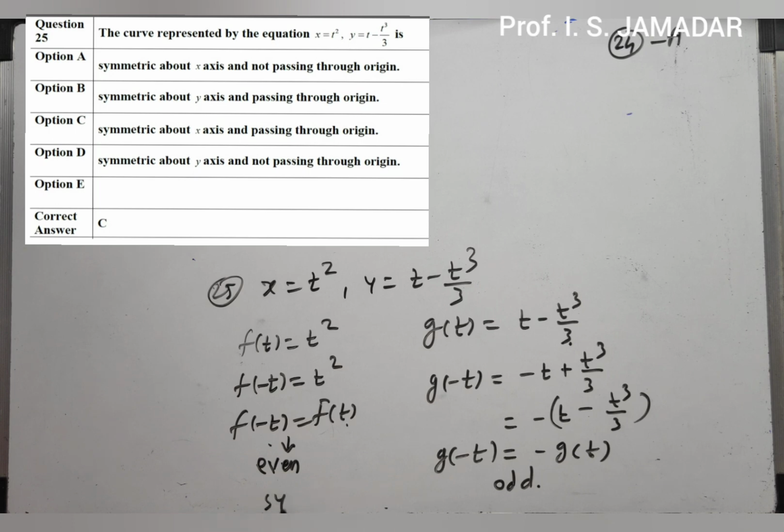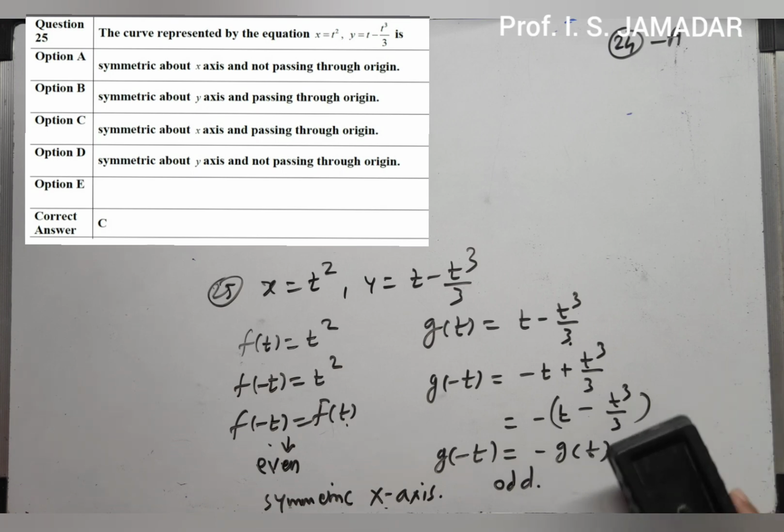It implies f is even and g is odd. So it is symmetric about x-axis. Symmetry is about x-axis. So answer is from option A or option C. Just have to check the origin.